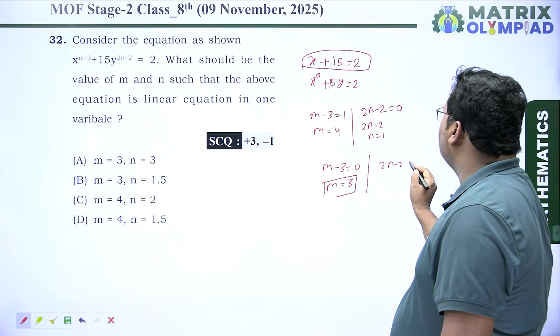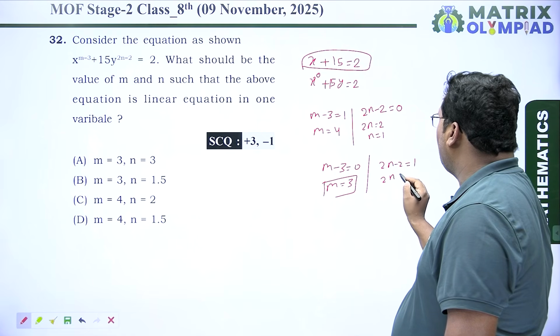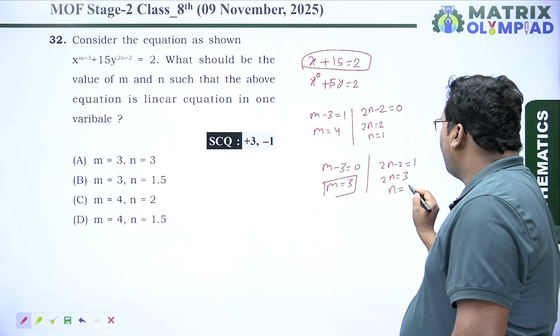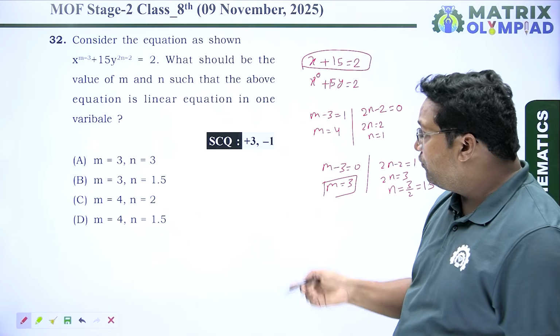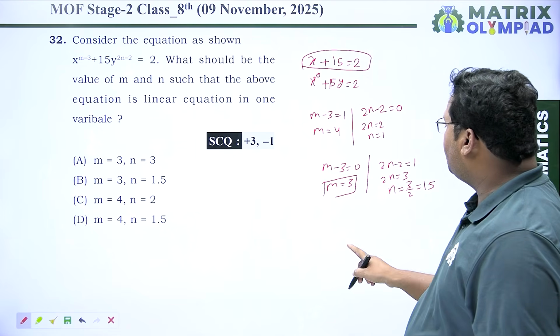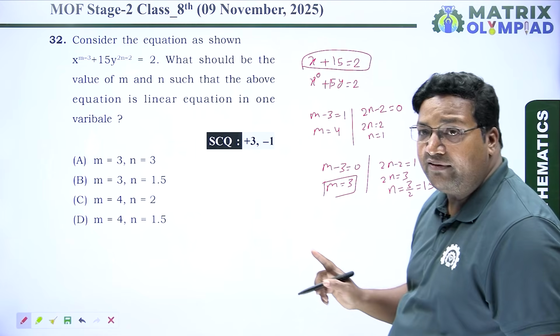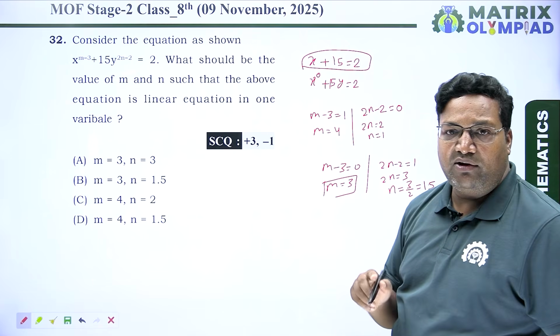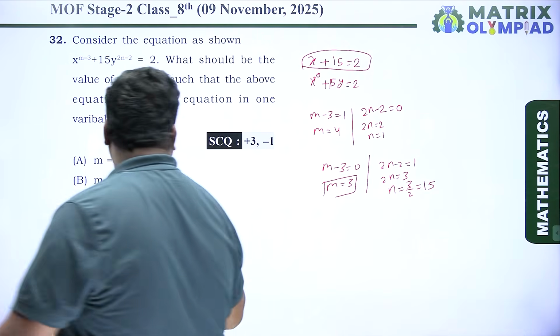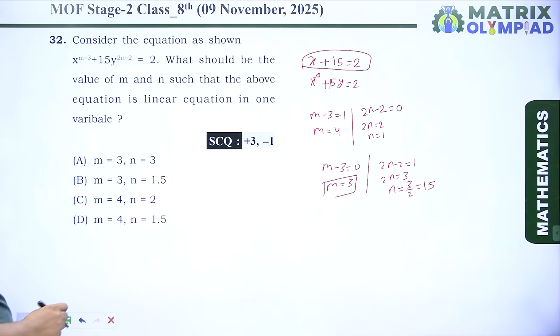So here 2n minus 2 equal to 1. So we can get 2n equal to 3 or n equal to 3 by 2, which is equal to 1.5. So for this, the value of m is 3 and n equal to 1.5. For this, this equation is a linear equation in one variable. So our answer is m equal to 3, n equal to 1.5, which is in option B. So option B is the right answer.